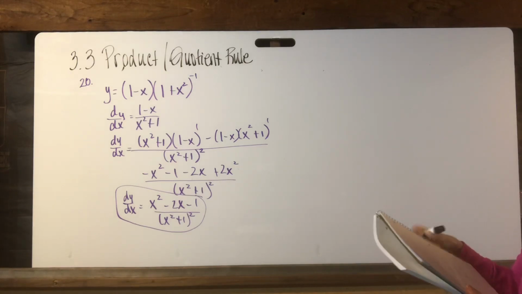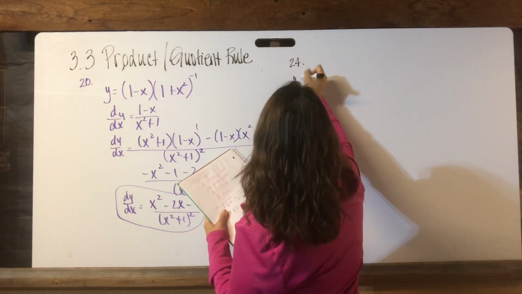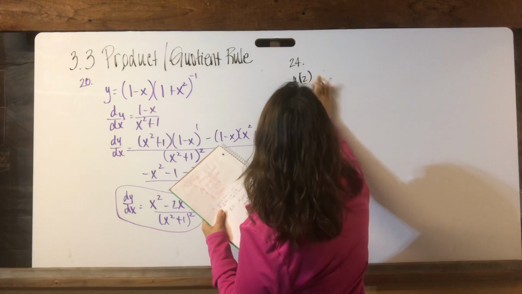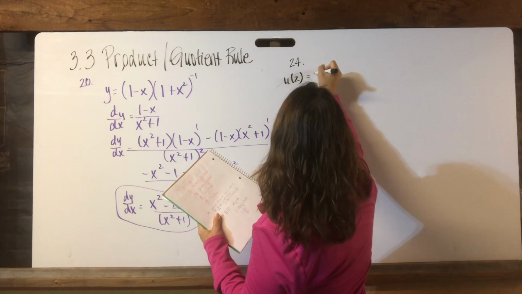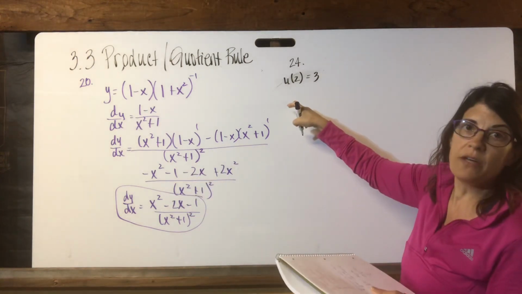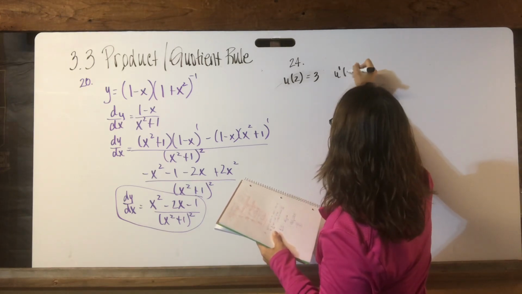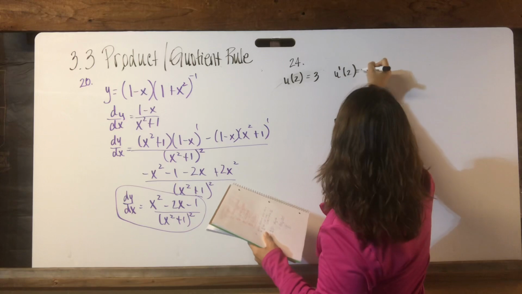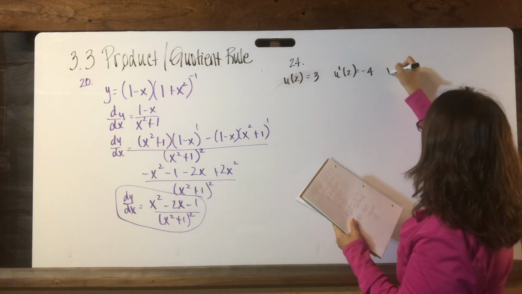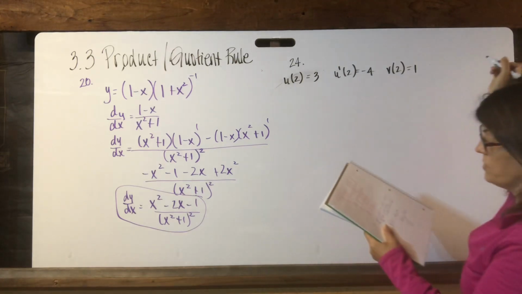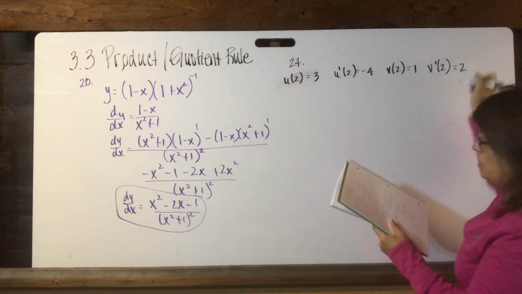Okay, so number 24. Number 24 tells you that the u of 2 is 3. This is the exact value. That the derivative at 2 is equal to negative 4. And the exact value of the v of 2 is 1. And the derivative of v at 2 is equal to 2.